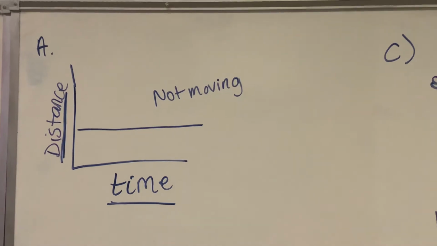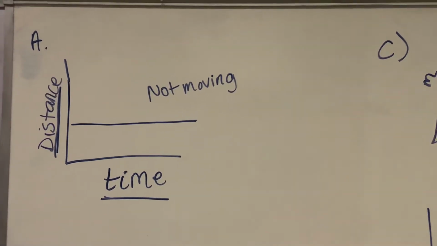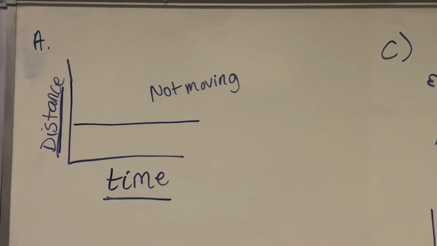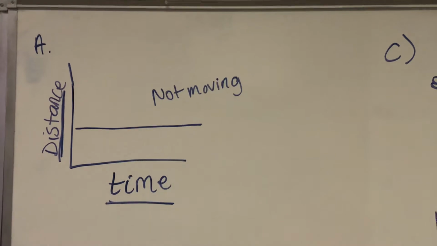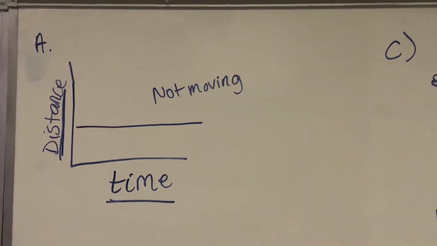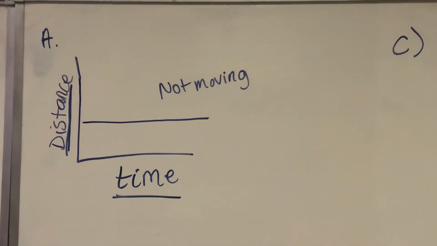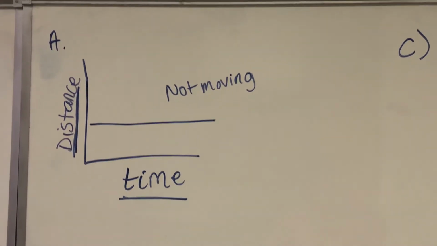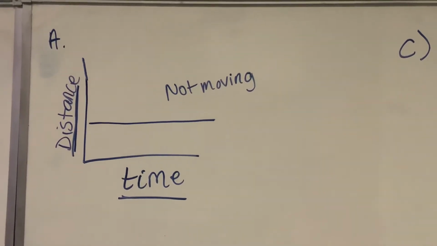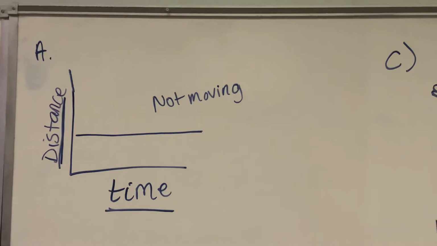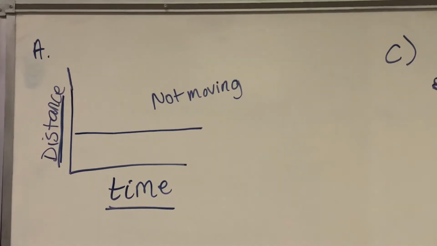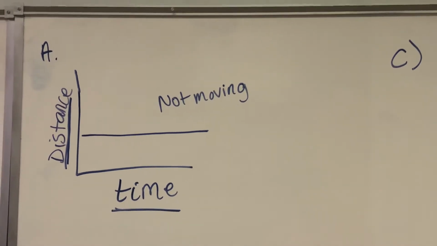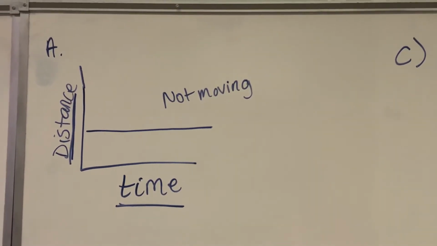If you notice, distance is always on the vertical axis. Time is always on the x-axis. Any time with motion graphs, you're going to notice that time is always on the horizontal axis, which means it is always your dependent variable, and distance would be your independent variable.